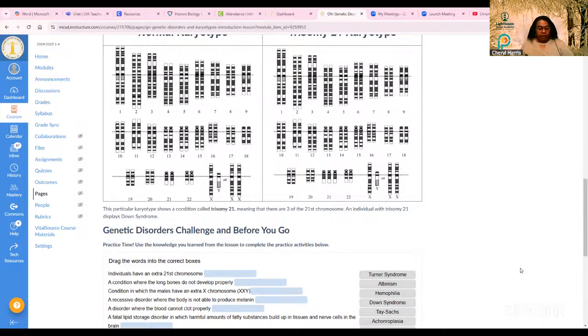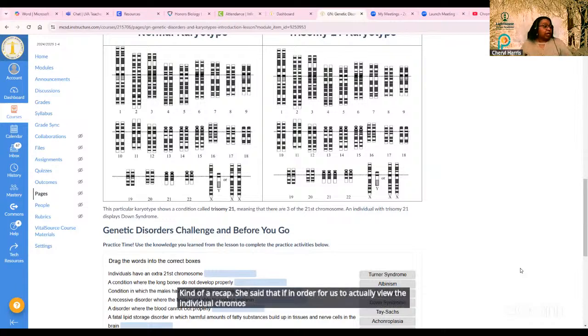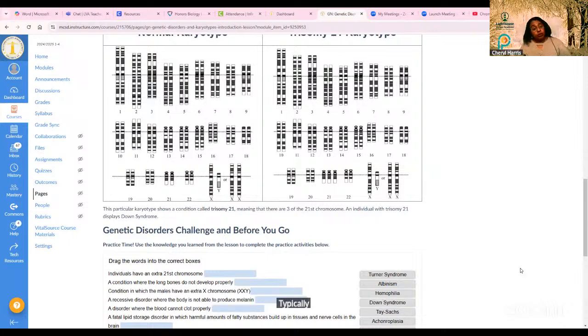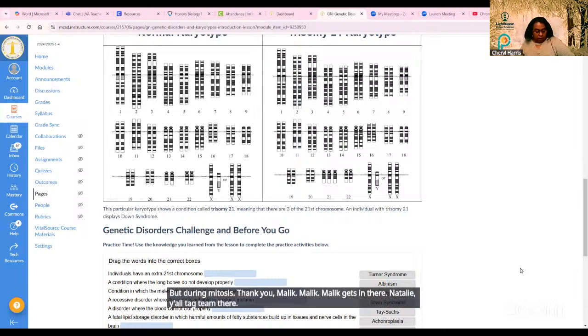Okay, kind of a recap. She said that in order for us to actually view the individual chromosomes so that they look like this, typically in the nucleus they're all wound up like spaghetti. But during mitosis, thank you, Malik. Malik gets in there. Natalie, you're all tag team there. Okay. They both said during metaphase.